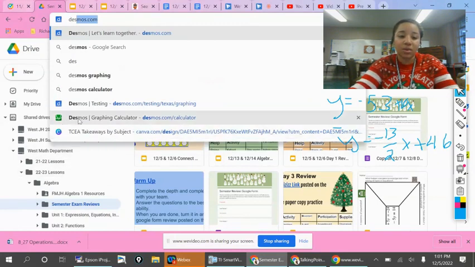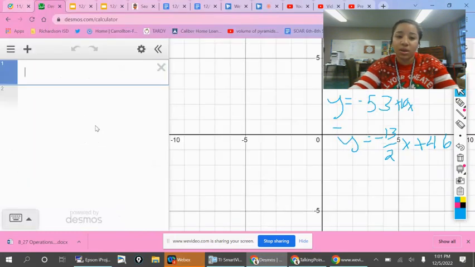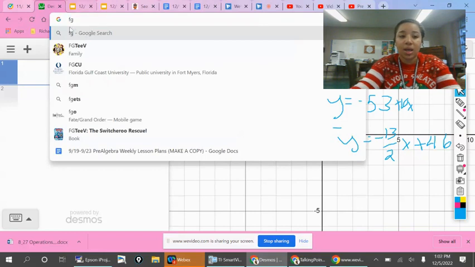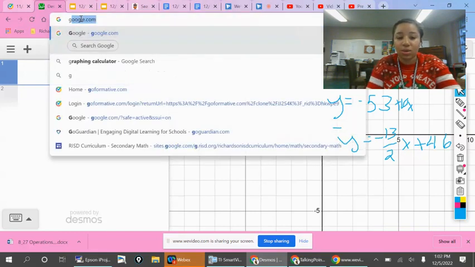And it needs to be the STAR test mode. I don't know if this is STAR test mode. Let me go to Google Classroom so I can get the STAR test mode one, because that is the one that you can only use on the STAR test.